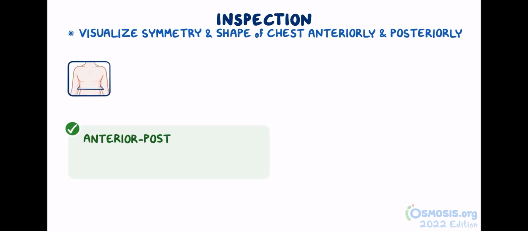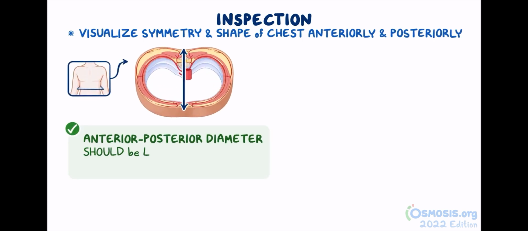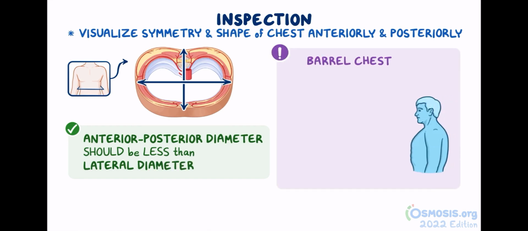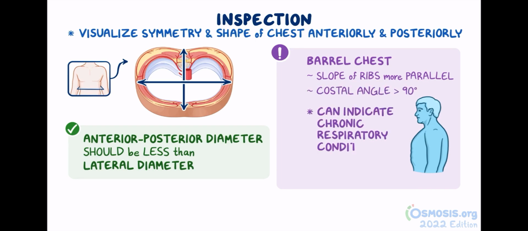The anterior-posterior diameter of the chest should be less than the lateral diameter. When these are equal, it is referred to as barrel chest. With a barrel chest, you may also notice the slope of the ribs will be more parallel, rather than the normal slightly downward slope, and the costal angle will be more than 90 degrees. A barrel chest can indicate a chronic respiratory condition, such as chronic obstructive pulmonary disease, or COPD for short, or cystic fibrosis.